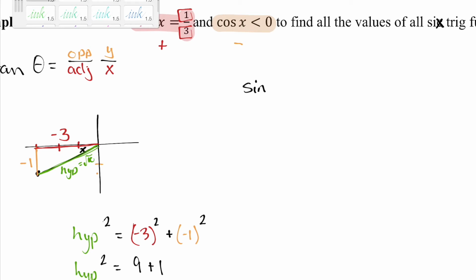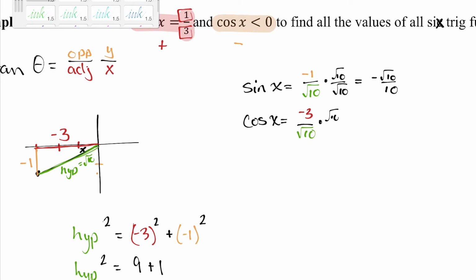Remember our sine, we are using SOHCAHTOA in this case. My sine is going to be the opposite over the hypotenuse. And I need to rationalize that denominator. My cosine is going to be adjacent over hypotenuse. Still need to rationalize. And they already gave me my tangent.